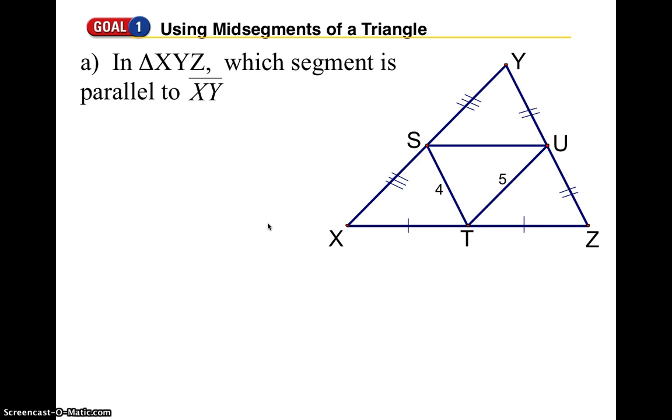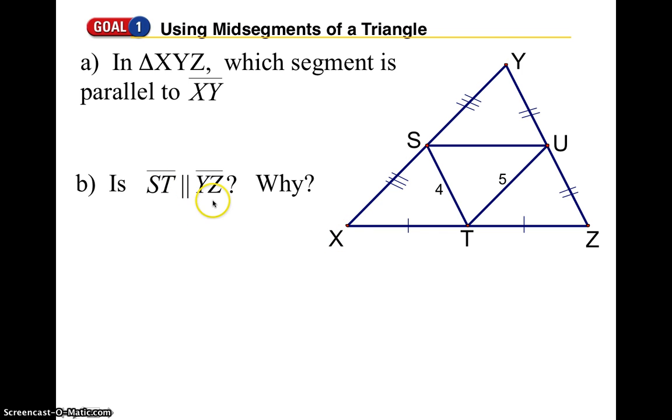All right. Which segment in the picture is parallel to XY? Okay, so XY right here, what segment is parallel to it? Well, it looks like that's going to be on the inside here, UT is parallel to XY. Apparently the answer is not coming up, but you can go ahead and write down or just mark in your notes there. The answer for that is UT is parallel to XY.